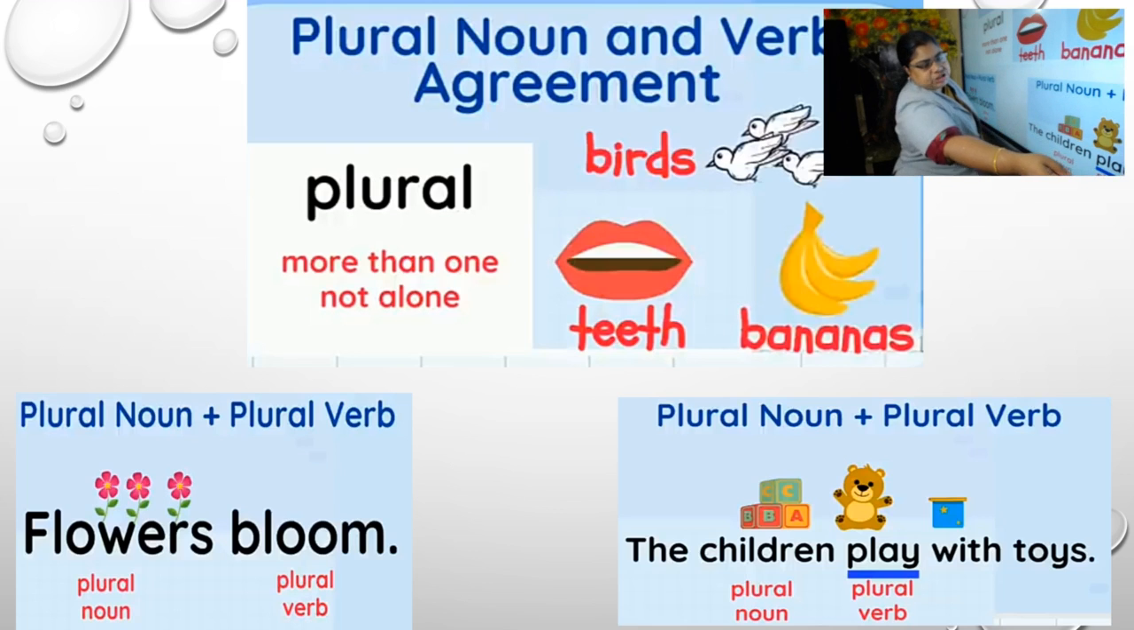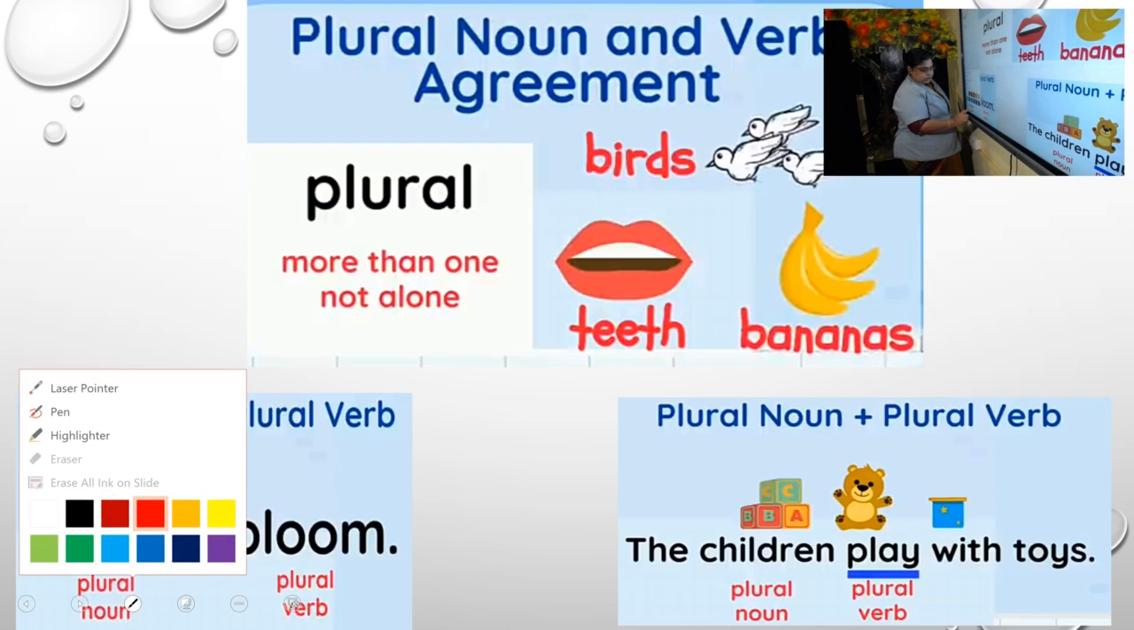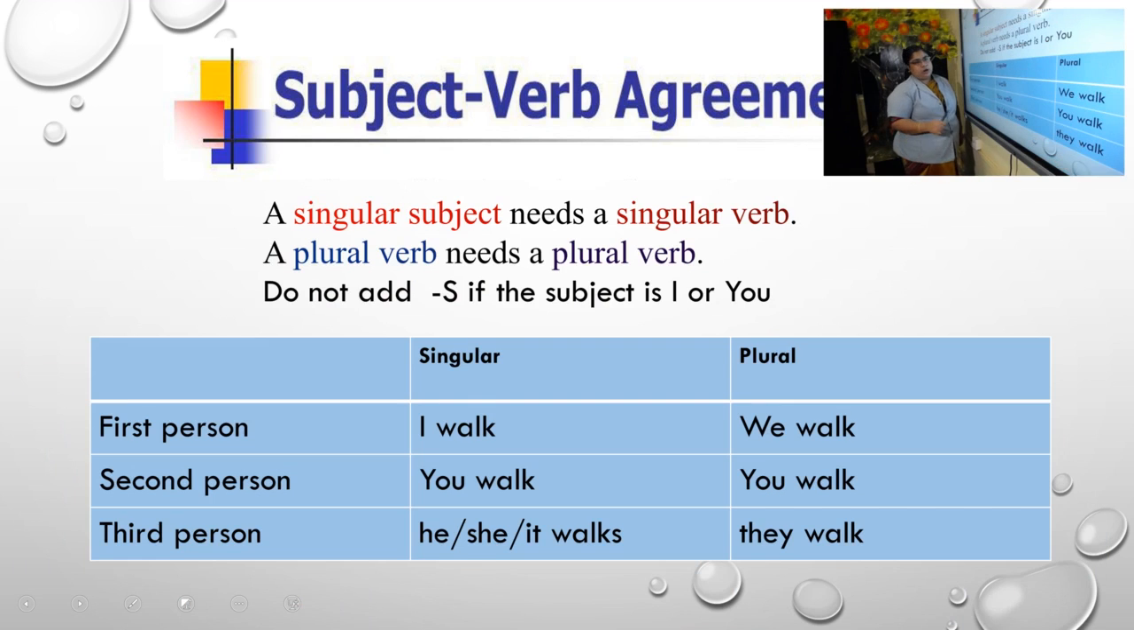Same thing: children play with the toys. Children is a plural noun. Play is the verb here. Children means lots of children. There are a number of children there. So they don't need the help of anyone, so they are not adding S to the verb. So now what we have studied is, a singular noun follows a singular verb and a plural noun follows a plural verb.